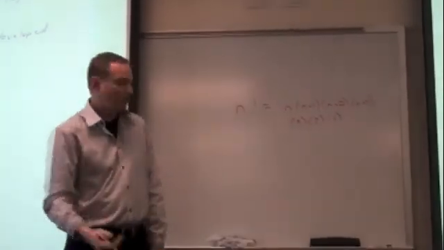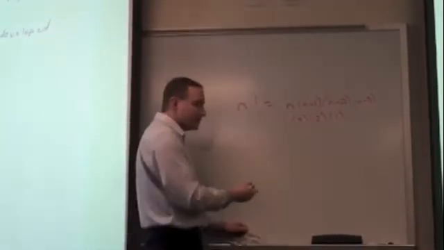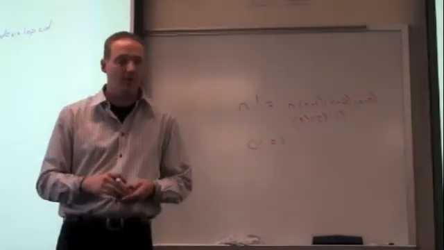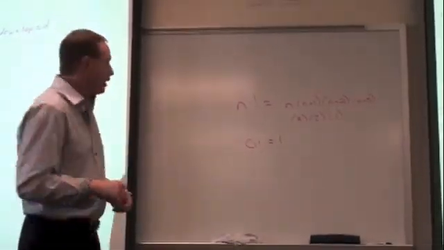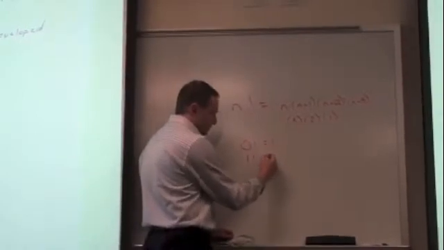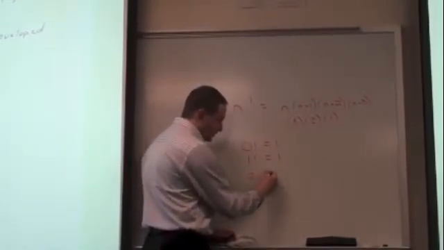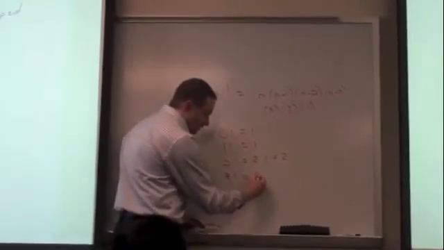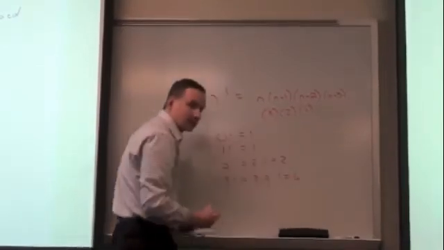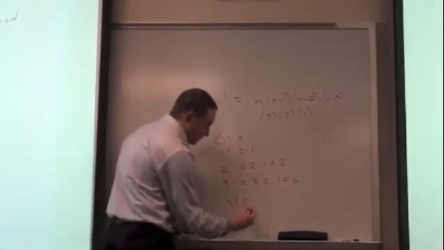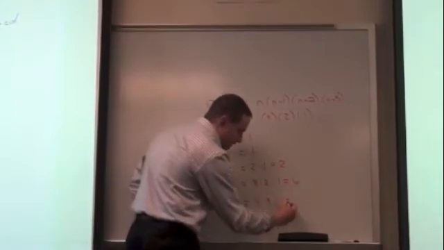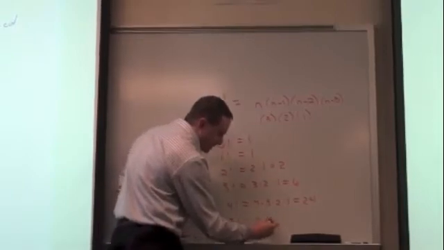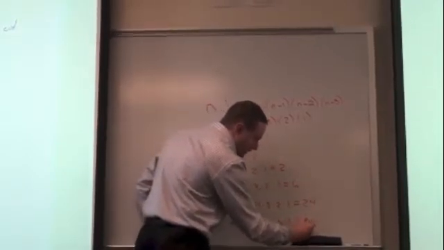So for example, if I start counting with factorials, and this is weird, 0 factorial, in order for the system to work, has to be defined to be 1. Doesn't make sense, I know. 1 factorial is 1. 2 factorial, 2 times 1, 2. 3 factorial, 3 times 2 times 1, 6. 4 factorial, well, 4 times 3 times 2 times 1, 24. 5 factorial, 5 times 4 times 3 times 2 times 1, 120.